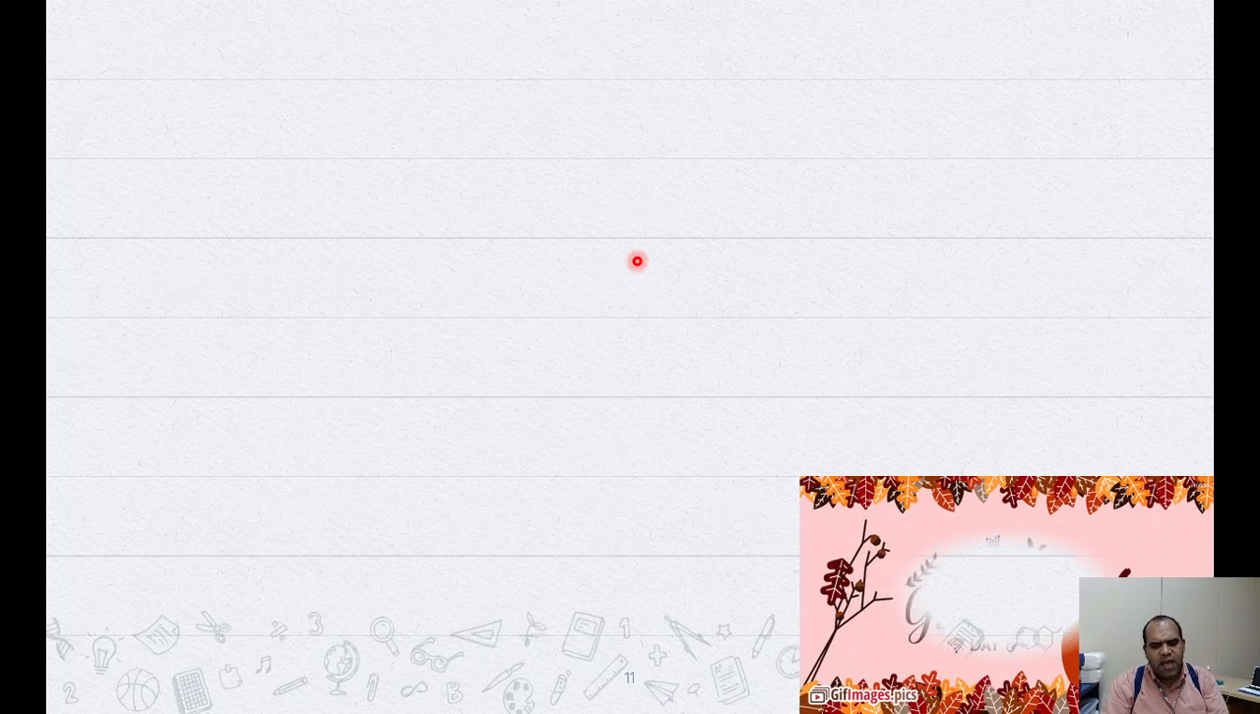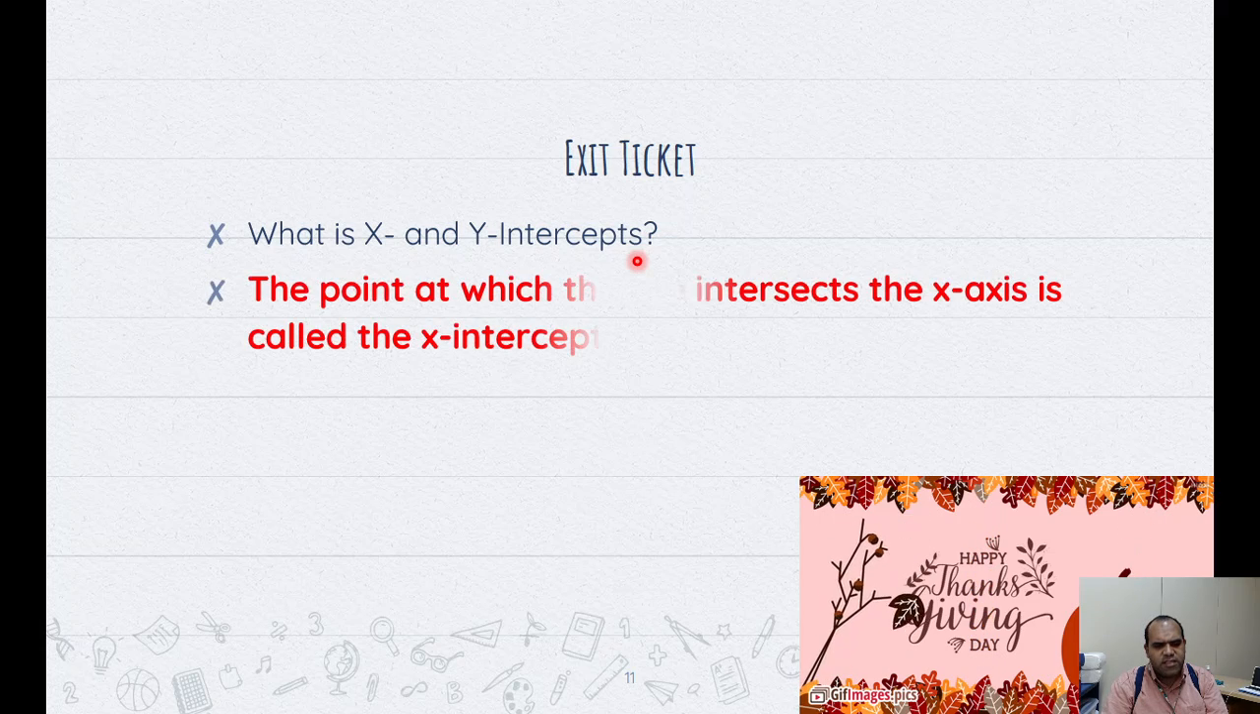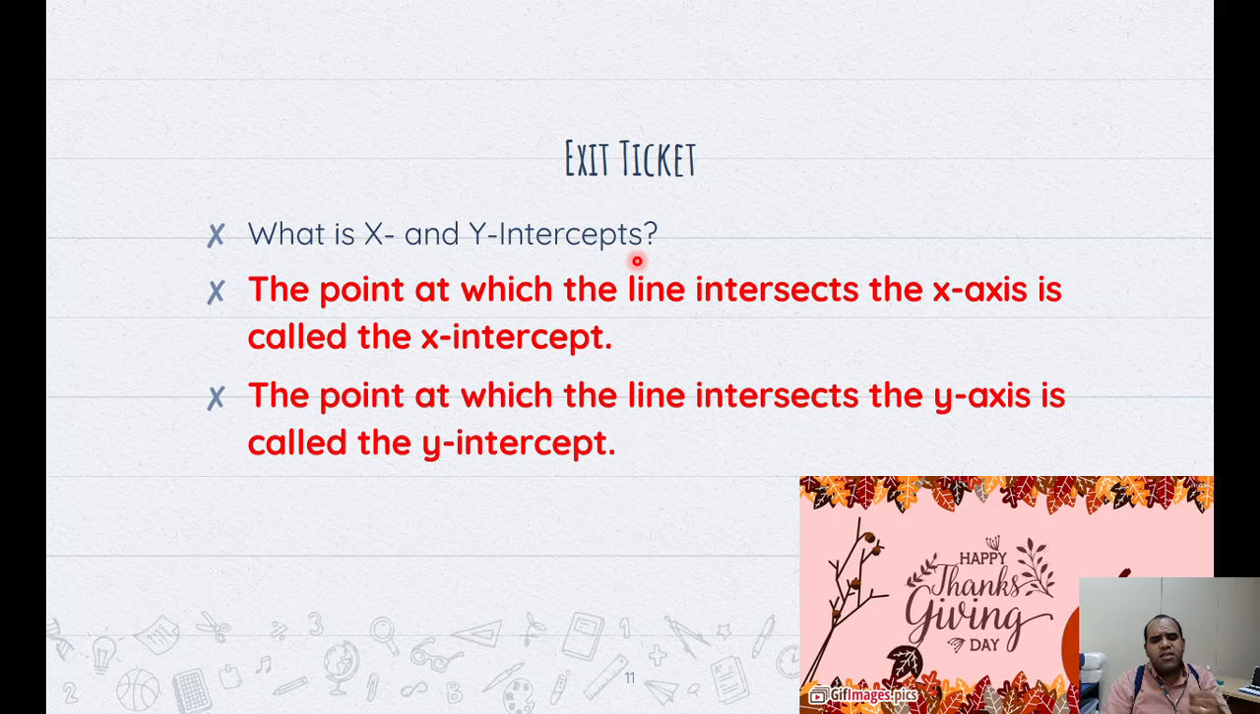And here's our class, guys. I think you remember, as you took it: what are x and y-intercept? They are points at which the line intersects. The point where the line intersects the x-axis is called the x-intercept. And the point where the line intersects the y-axis is called the y-intercept. That's it, guys. Pretty simple class today.